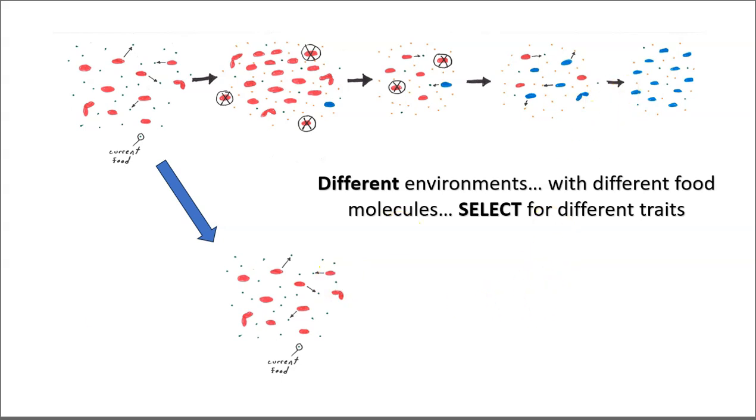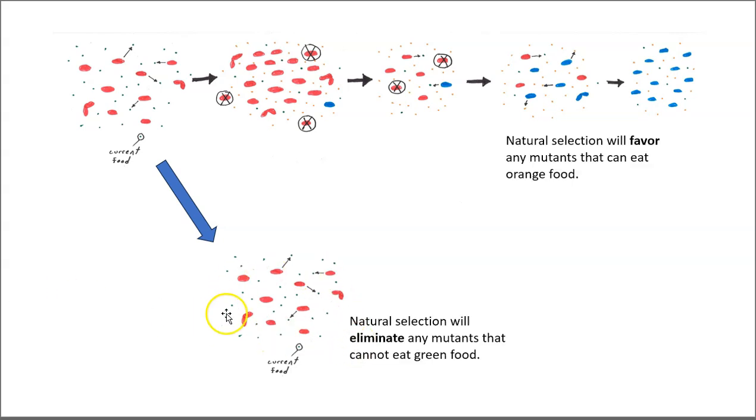And let's break that down a little bit. So take the population that stays in the original environment. Well, natural selection is operating here too. It's just that natural selection will eliminate any mutants that cannot eat the green food. So remember, mutations are happening all the time, and there will be individuals that lose the ability to eat the green food. Well, they will perish and be weeded out by natural selection. So natural selection will be conservative in this environment, maintaining the useful adaptation of eating green food.